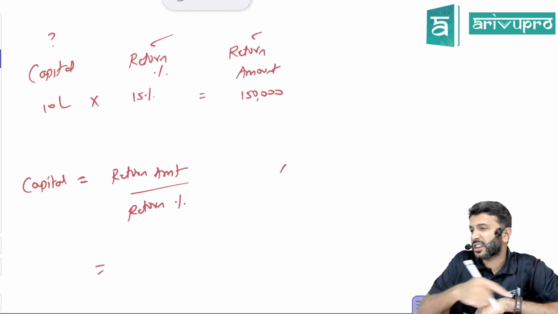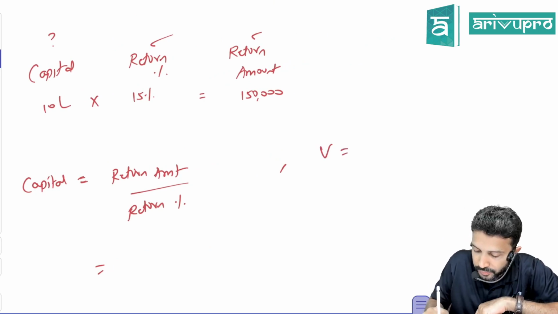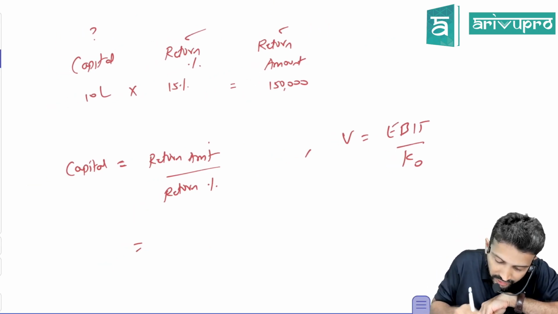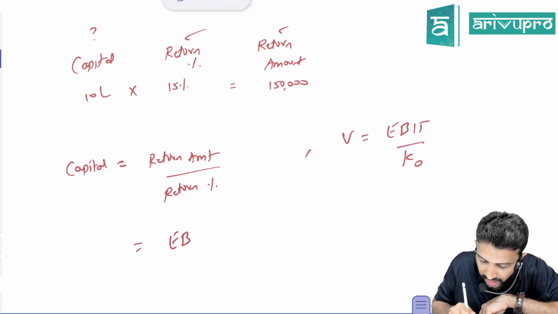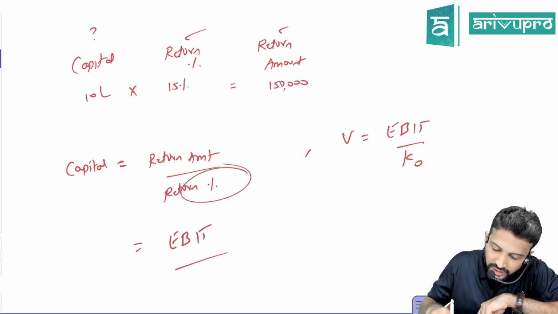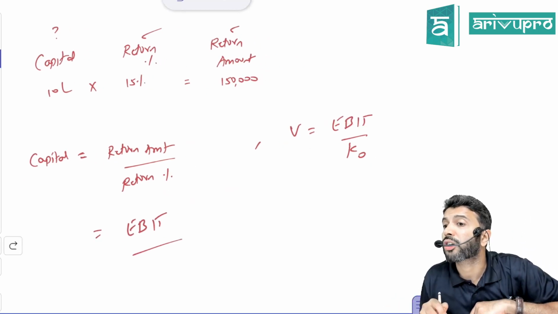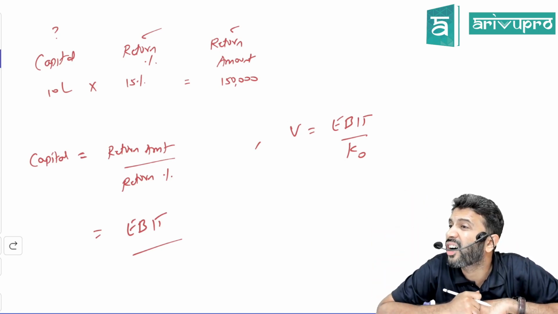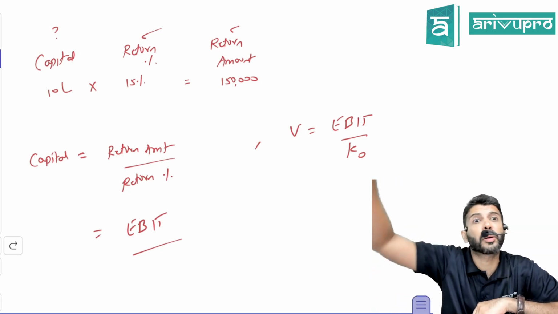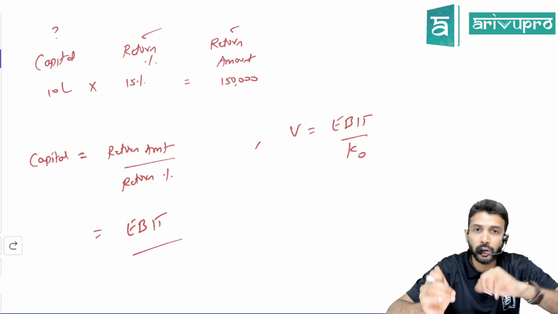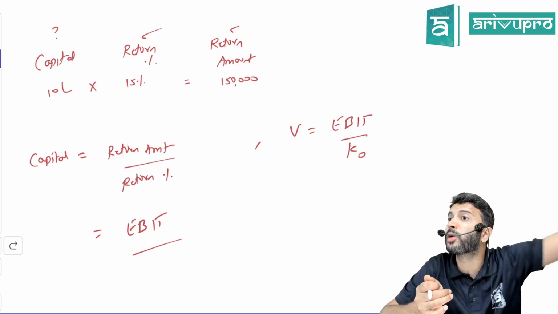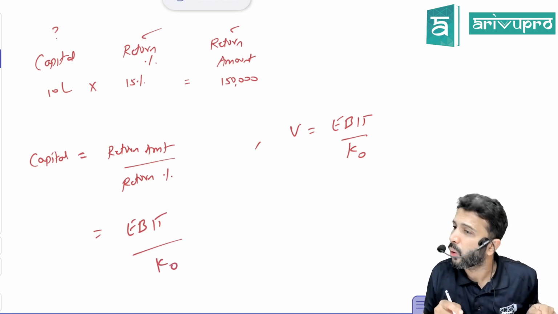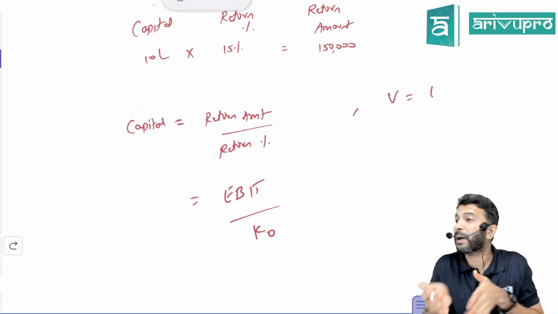What did we learn just now before this formula? How do you get the value of the firm? EBIT divided by overall cost of capital. So return here means EBIT. Return percentage here means overall cost of capital, because for an investor it is a return, for a company it is the cost. And you have one source of finance or multiple sources. That means will you take only cost of equity, cost of debt, or overall cost of capital? That means instead of return percentage you will take KO.